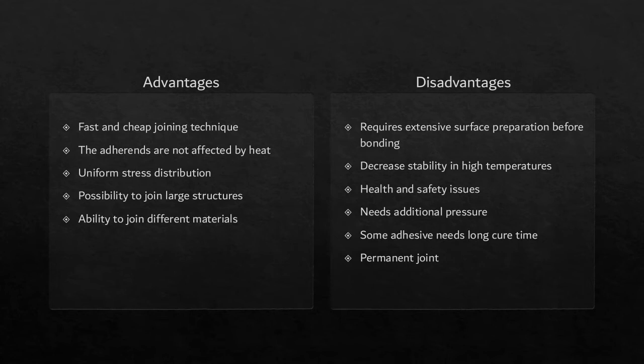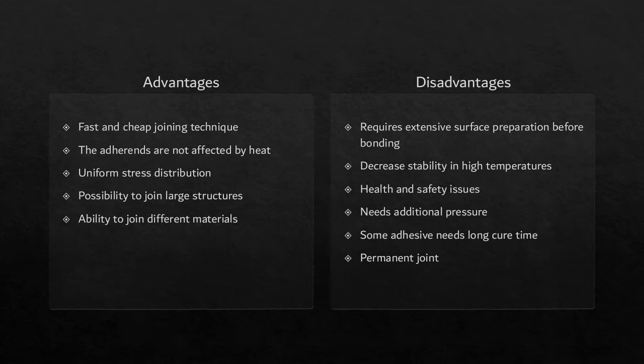And the next is the disadvantages of using adhesive bonding compared to other joining methods. The first one is that it requires extensive surface preparation before bonding. For example, we need to make sure that the surface is dry enough to have a good finish. The second one is decreased stability at high temperatures. The third one is health and safety issues. Due to the adhesives being based on chemical compounds, it is necessary to define the actions needed to prevent human exposure to these products during application.